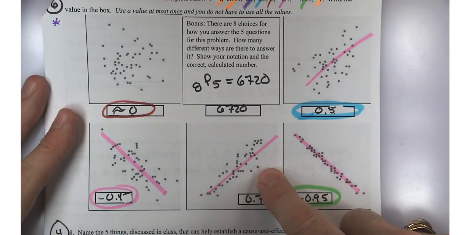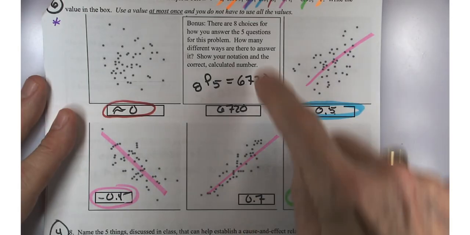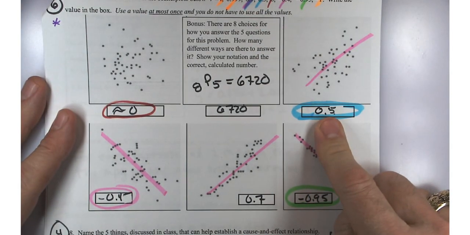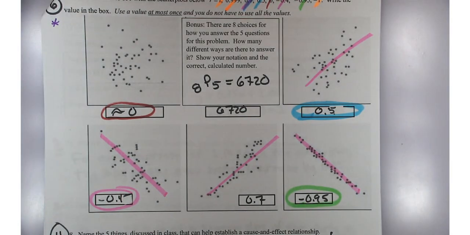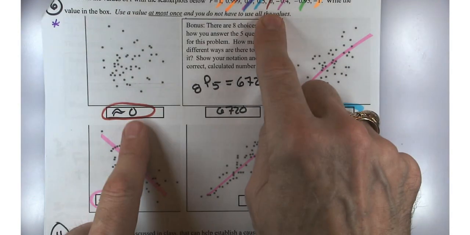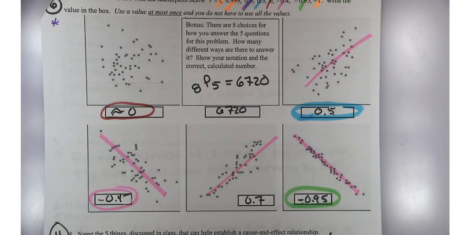Bottom was closer to a line, so that's going to have the higher value of R. You can have a value of R of 0.7. So once you strike that off, it leaves 0.5. That's your only other positive value. And then striking everything off, the only thing that we haven't used is a 0. So that last one has to be a 0, which looks random, which is what you would expect for zero correlation.